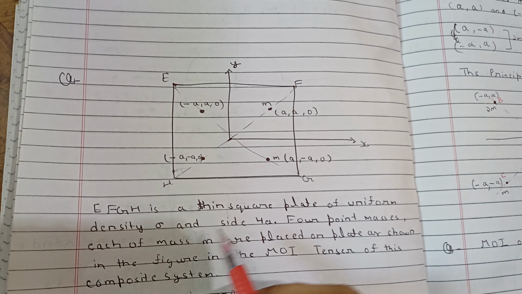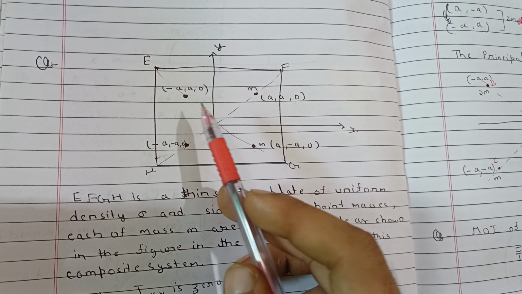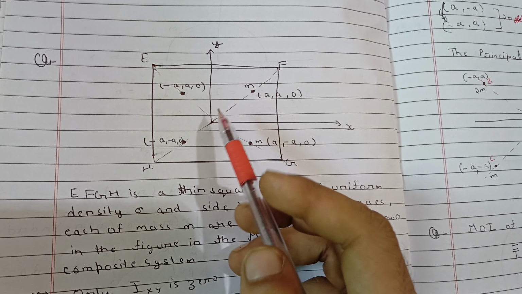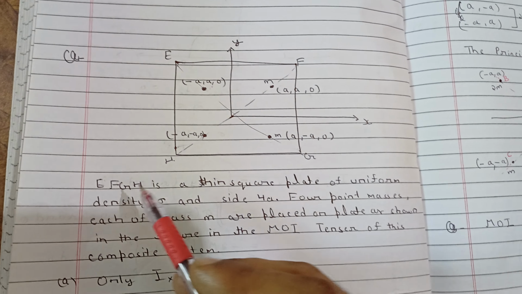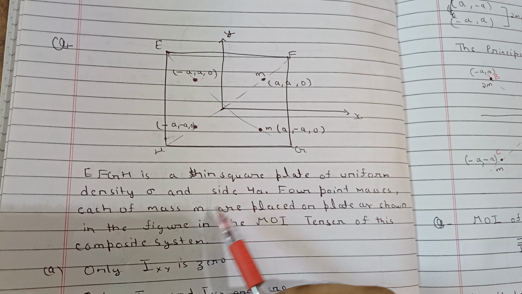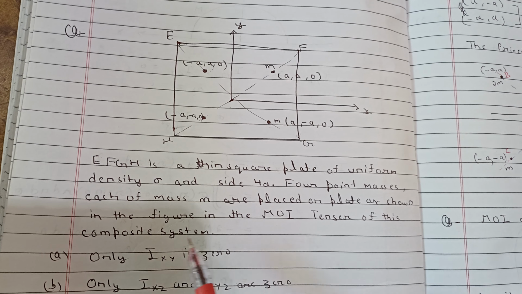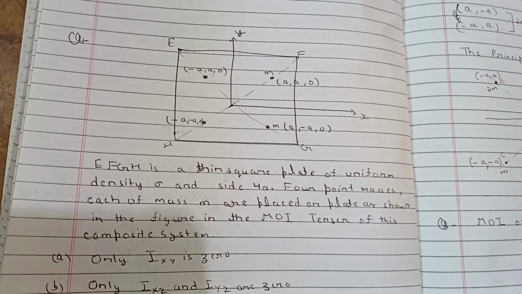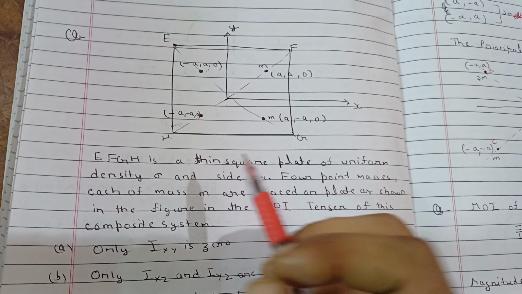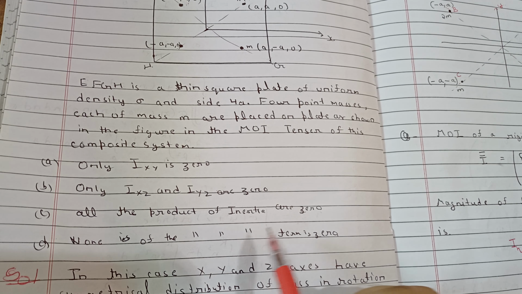Let's see one more question. This figure is given. This is a square figure on which the mass is distributed, and these 4 masses are also on it. Here also small mass m. So the question is, EFGH is a thin square plate of uniform density sigma. This is the mass density, and side 4a. 4 point masses each of small mass m are placed on the plate as shown in the figure. In the moment of inertia tensor of this composite system, which option will be correct? Only Ixy will be 0, only Ixz and Iyz are 0, all the product of inertia terms are 0, or none of the product of inertia terms is 0.